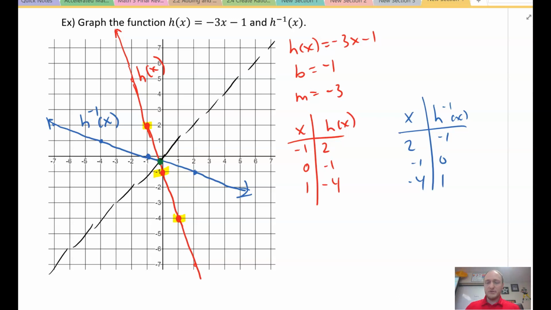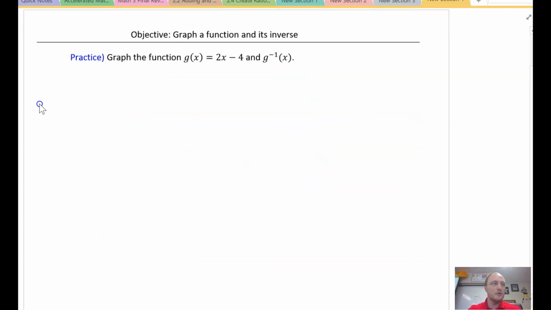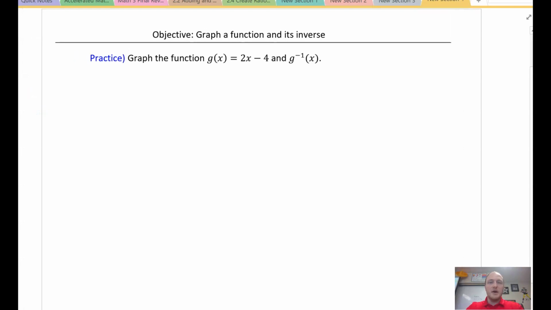So there you have it. Those are 2 examples of graphing linear functions and then their inverse. Just switch x and y. Super, super simple. I have a practice problem here for you. Please pause the video and try this example and graph it.